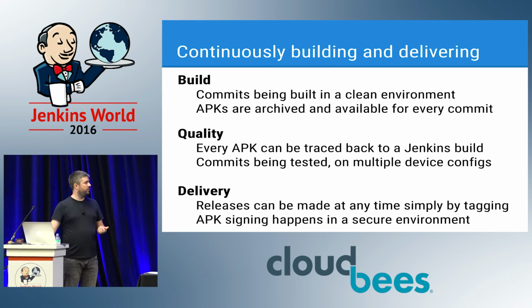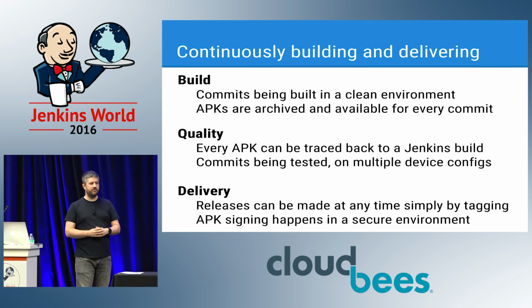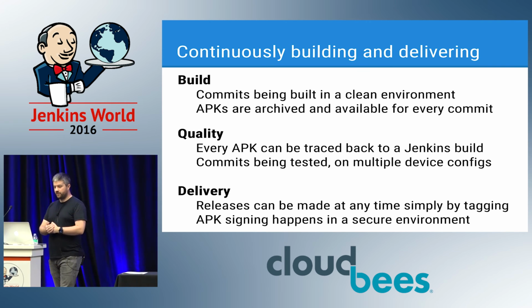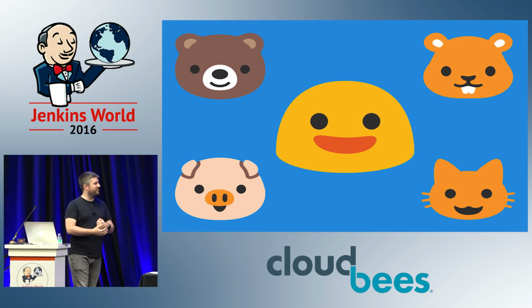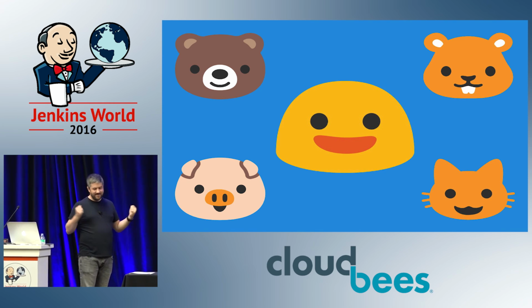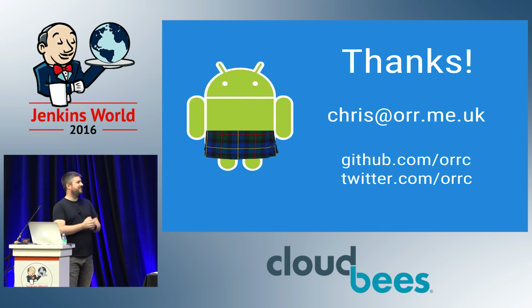And then delivery. So releases can be made simply by tagging your repository and doing git push. It works. And once again, the signing is secure. You don't have to have developers with your key stores, with your passwords running around. It works. So finally, everyone's happy because we've improved the delivery process. And again, we're back to being happy. So that's it. Thanks very much.